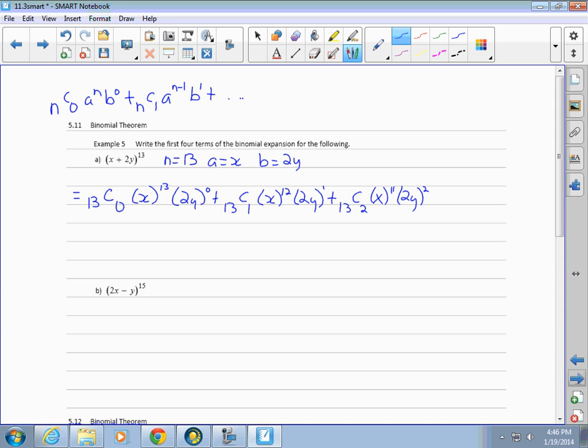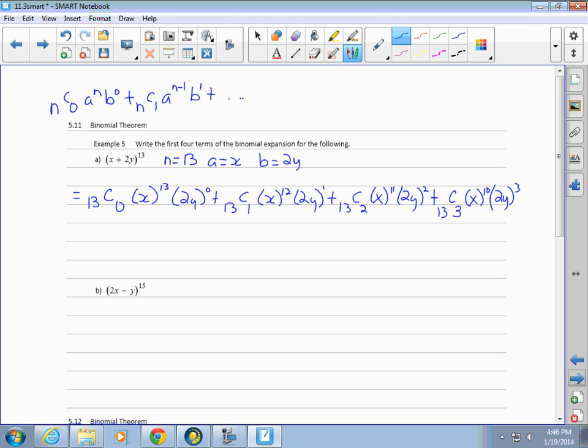So I want the first 4 terms. I've done 1, 2, 3. So remember, your term is always 1 more than your r value. So plus, not n, that should be a 13, choose 3, x to the 10, 2y cubed.